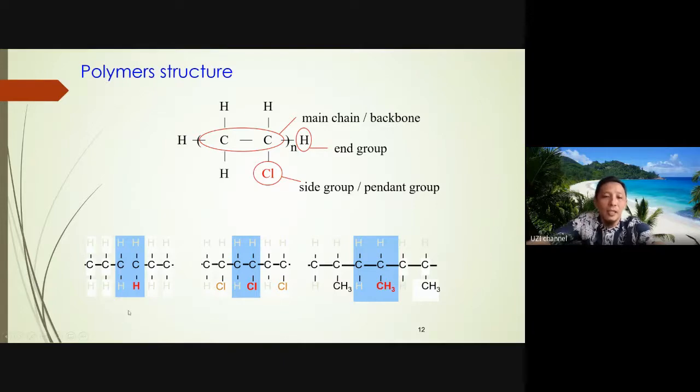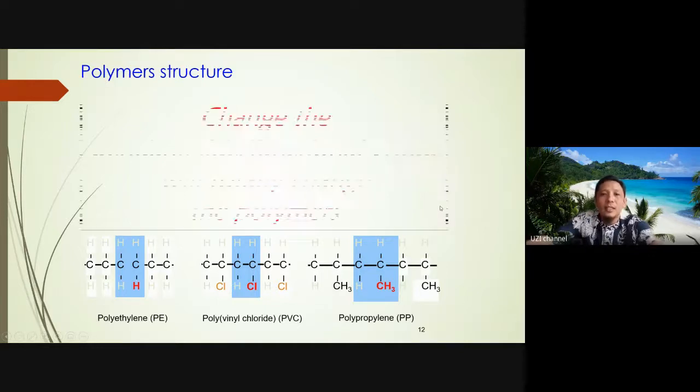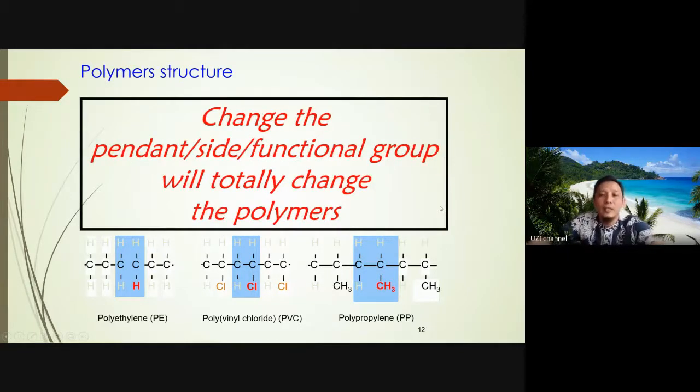Here we have polyethylene, this is the ethylene mer, and this is vinyl chloride mers. If you have very long chains, it becomes PVC, and the last one is polypropylene. This is the propylene mer. As you can see here, changing the pendant or side or functional group will totally change the polymer properties, right?